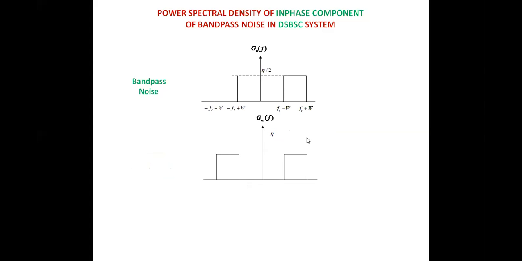You see, shifting to the center, they will overlap and give us the in-phase component power spectral density N_c(f). Okay, and this is about the DSB system. In the DSB system, the bandwidth is 2W, isn't it? Which will range from minus Fc minus W to Fc plus W.